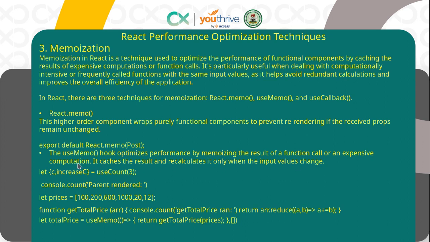So let's do this. The example here is we already have this. We'll create an array of prices. Then this is the function that will calculate the total. So we are using the array.reduce. Then we are going to now memoize it.